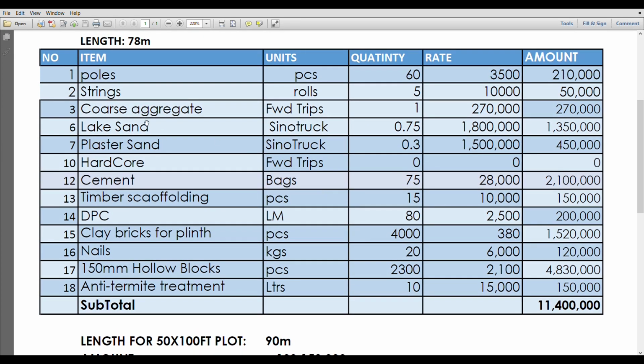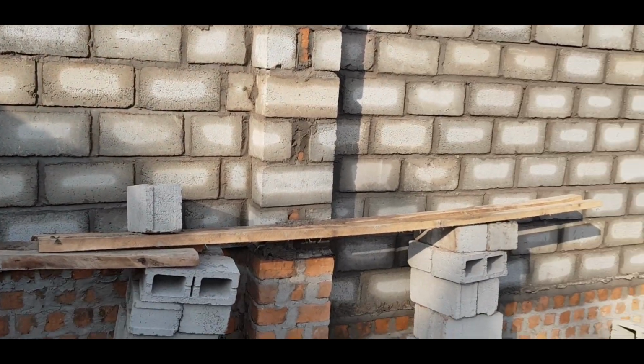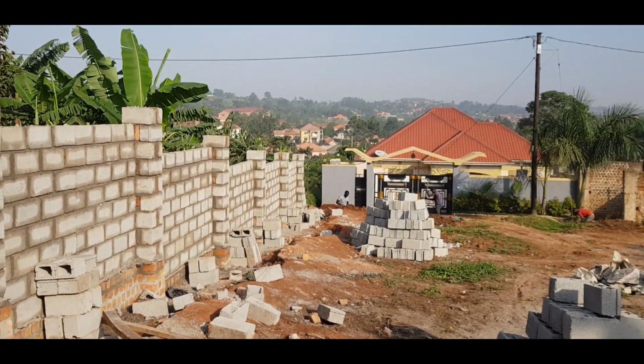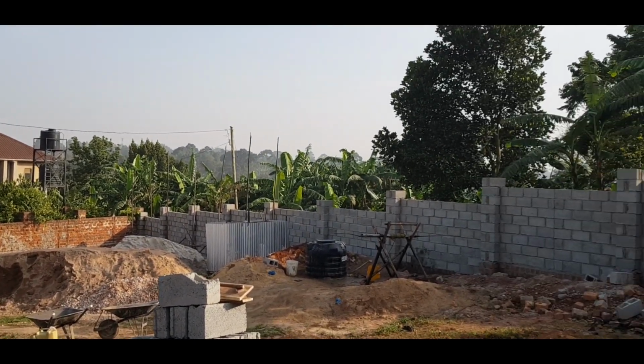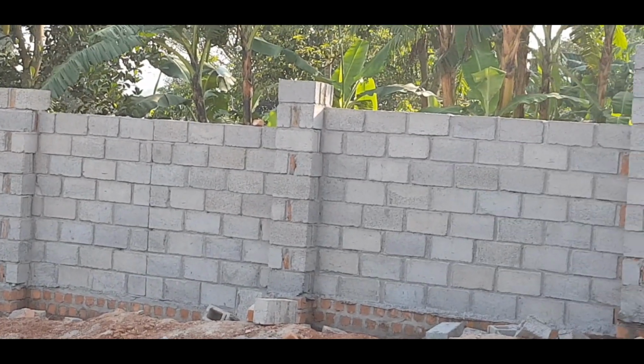Then we needed strings, and we bought strings of 50,000. For crushed aggregates, we used them for the concrete blinding at the base of the walls, to have our walls be stable, and also to have that neatness while we are doing the brickwork from the foundation. We just needed only one forward trip, which was about 270,000. For this stage, you can even use hand crushed aggregate, which is what we used here, and part of it remained, so it is safe to say it was slightly less than 270,000.